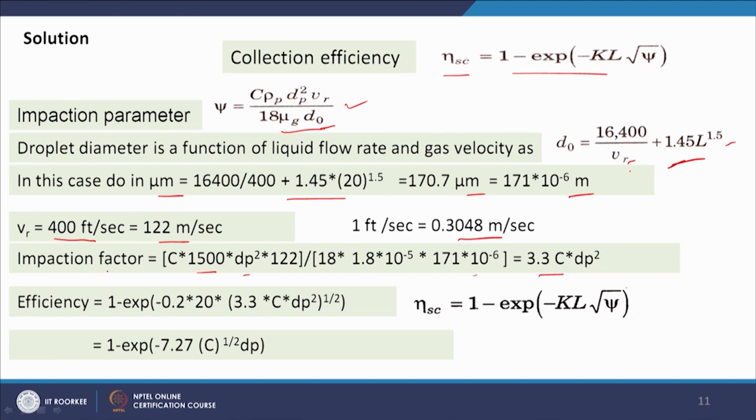So, we will put these values in the efficiency expression. So, 1 minus exponential minus k, value is given 0.2, into L value is 20, and root of psi. So, root of psi value is equal to, this is our impaction parameter. So, root of this, 3.3 C into dp square to the power half. So, now we are getting that dp is coming out, and this root of C and root of 3.3, and then exponential minus 7.27 C to the power half into dp. So, this is the expression it was asked to calculate, and now we are able to solve the problem.